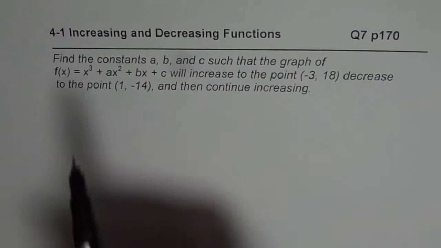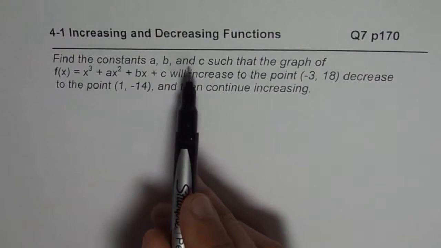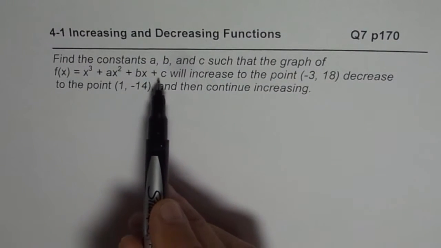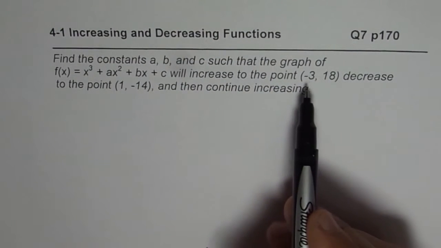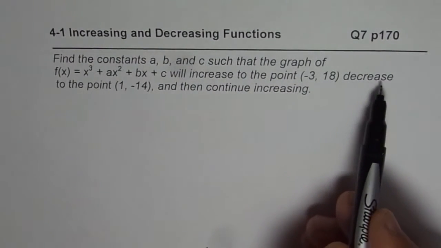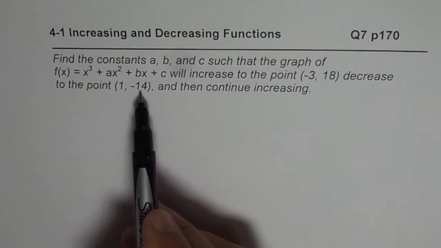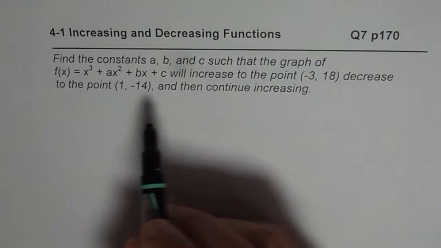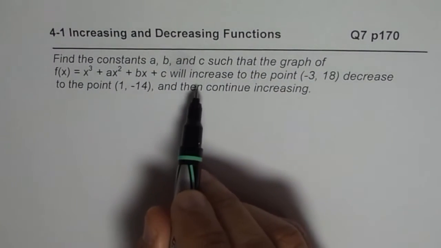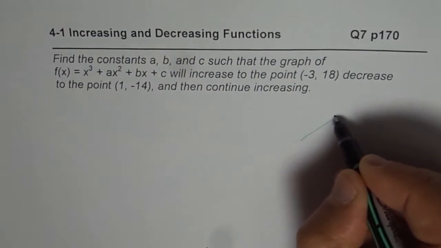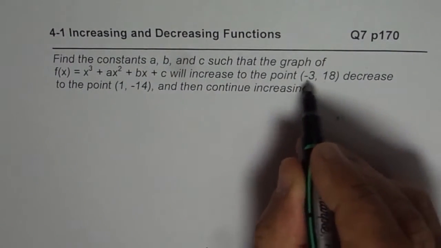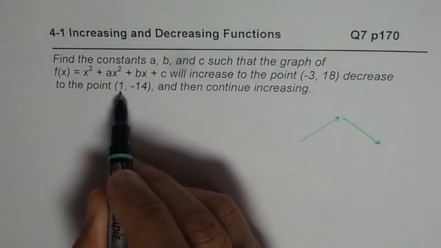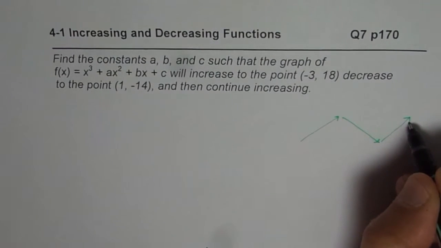So the question here is, find the constants a, b, and c such that the graph of the function x cubed plus ax squared plus bx plus c will increase to the point (-3, 18), decrease to the point (1, -14), and then continue increasing, right? So the function is increasing to a point which is (-3, 18), then it decreases to a local minimum value, and then it further increases.